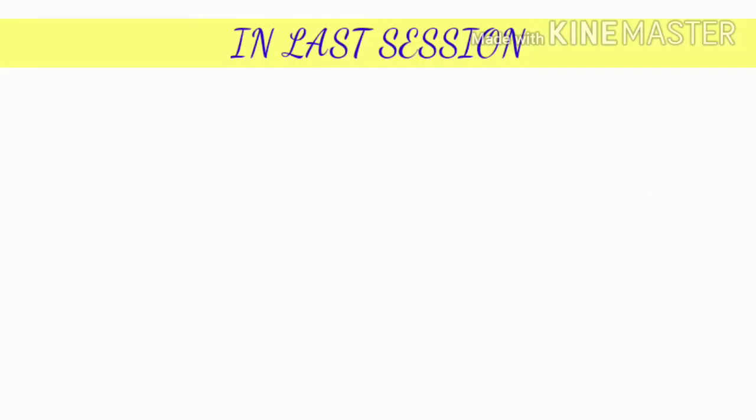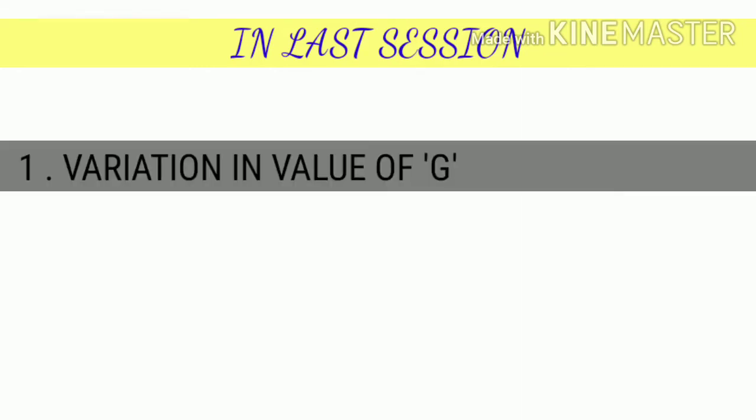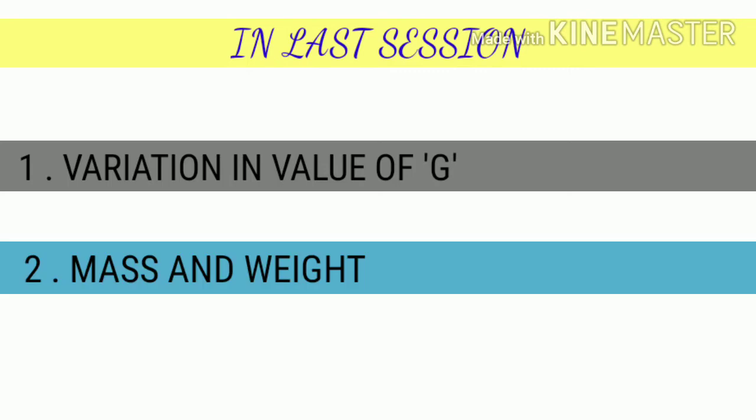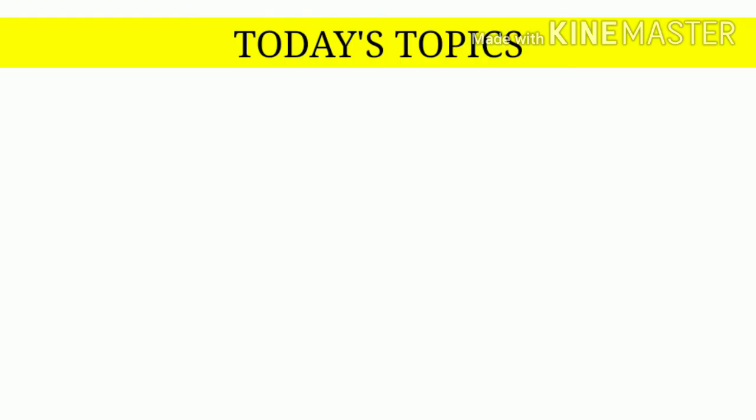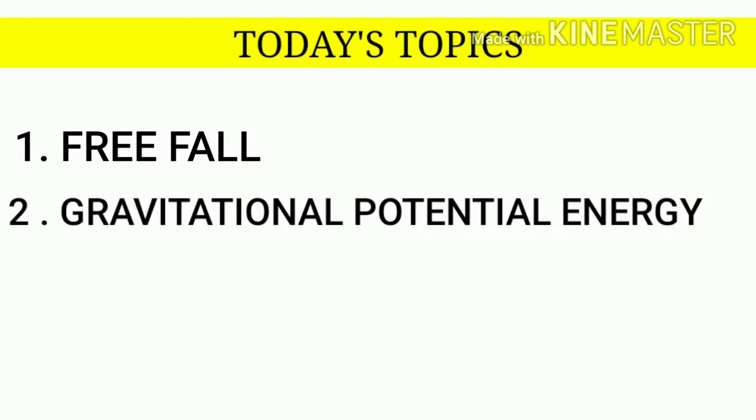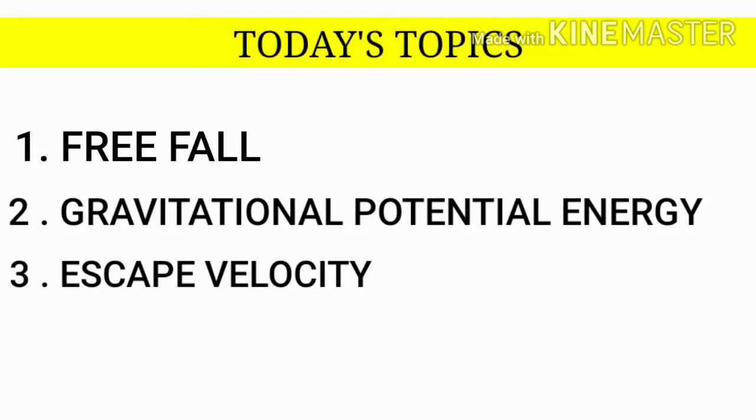As we have seen in the last session, variation in value of g, mass and weight. Today we are going to finish our first chapter. We are going to learn the following topics. First, free fall. Second, gravitational potential energy. Third, escape velocity.